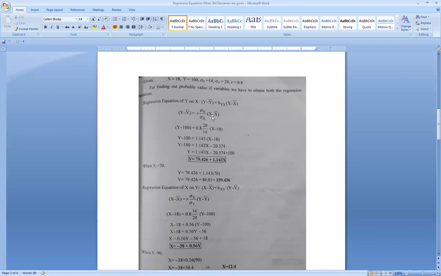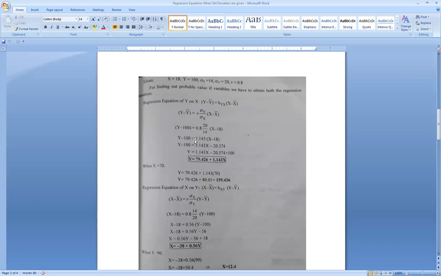r into standard deviation y by standard deviation x into x minus x bar. So substitute the values in the form of equation. Y minus 100 equals r value, which is 0.8, into the numerator value standard deviation y, which is 20, divided by standard deviation x, which is 14, into x minus 18. Now we'll open the brackets on both left and right side.